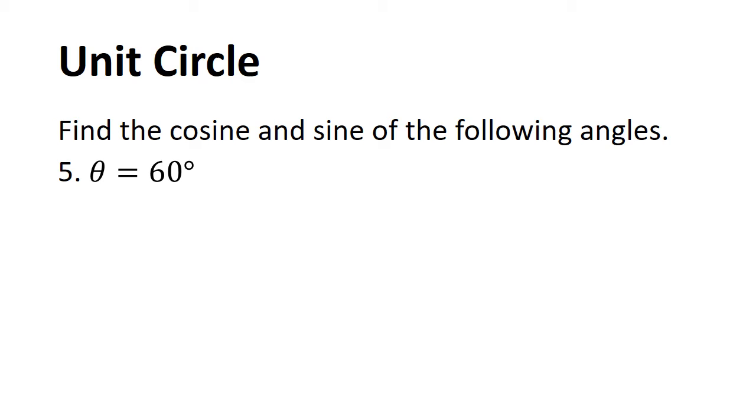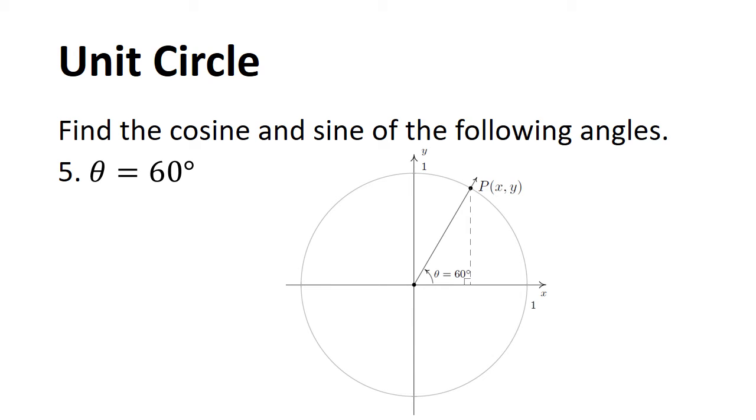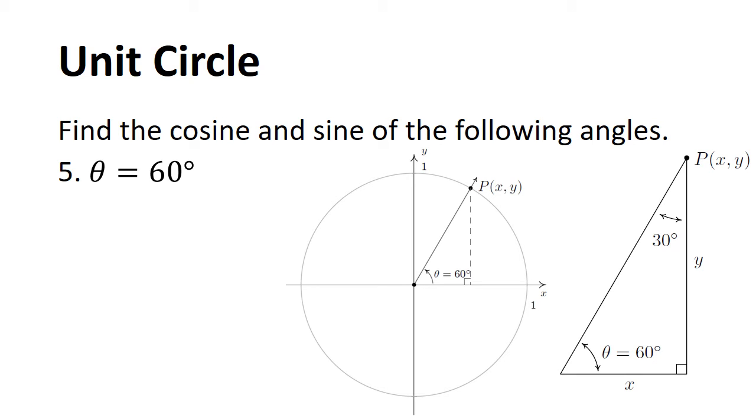So, another example. Find the cosine and sine of the following angles if theta is 60 degrees. If we draw that, again, it's in quadrant 1, 60. And again, if we drop a perpendicular from point P, intersecting the x-axis, we can form a right triangle. And very obvious, we have a 30-60 triangle again. And how do we get that again?